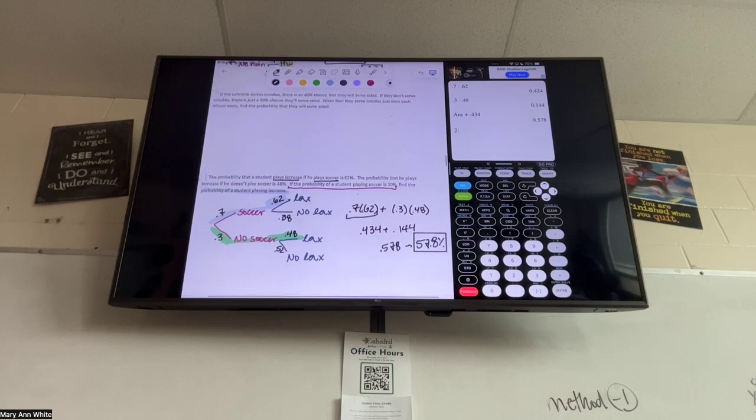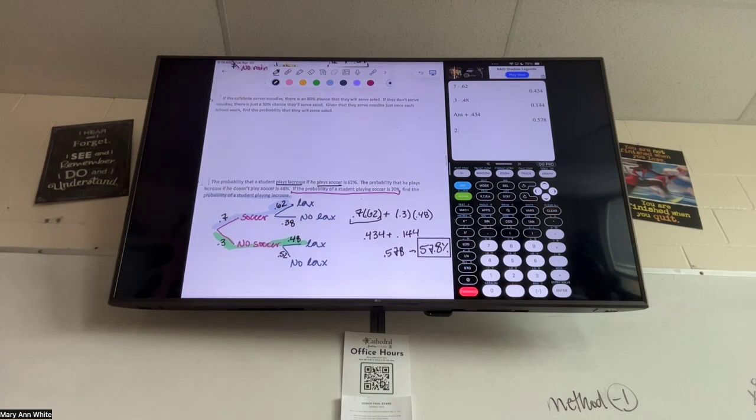Okay. Now we're gonna do the middle one. The reason I skipped that one is I feel like it was a little bit less implied what was the cause and what was the effect. So it says if the cafeteria serves noodles, then there's an 80% chance that they will serve salad. If they don't serve noodles, there's just a 50% chance they'll serve salad. Given that they serve noodles just once every school week, find the probability that they will serve salad.